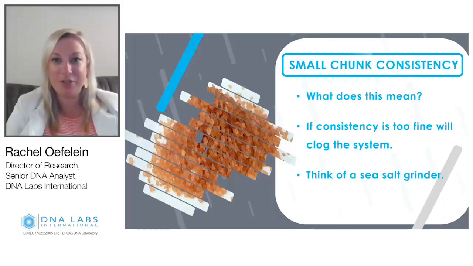So remember, I mentioned that small chunk consistency. What does it mean? If the consistency is too fine, it will clog the system. So I always say, think of a sea salt grinder, like that fancy pink Himalayan salt. That's the consistency that you want for your bones to make sure that you're not going to clog the system. So for regular full demineralization protocols, we're going to run our samples through the mixer mill and get that super fine powder. That is not how we want it for the rapid system.